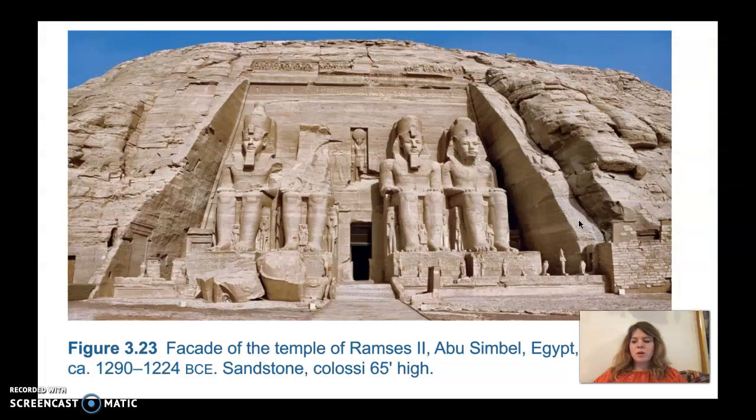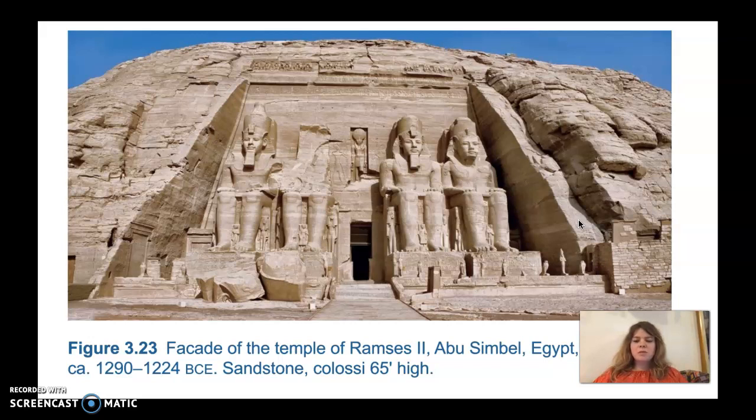So this is the rock-cut mortuary temple of King Ramses II. And this actually had to be moved 700 feet away when they built the dam on the Nile that would have submerged it if they hadn't moved it. So they literally had to take this apart and put it back together. I don't know if it was upstream or downstream, but they did have to move it. In 1968, they did that.